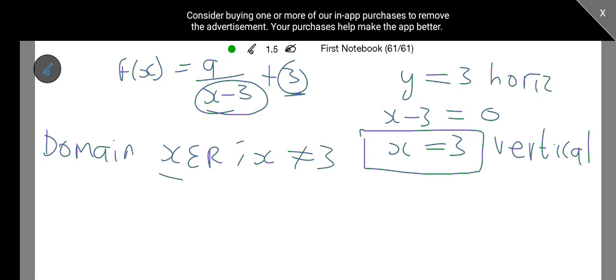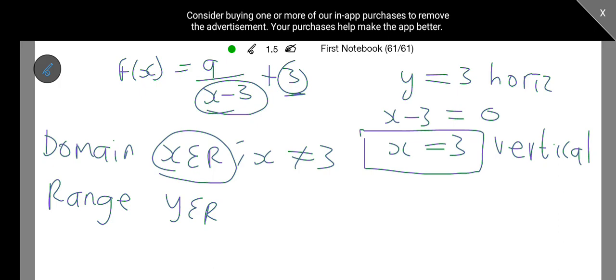So when we say x is an element of real numbers, we simply mean that the values of x are possible everywhere. All real numbers are possible. Okay? So what about the range? We're going to say that y is an element of real numbers. When we're talking about the range, we are focusing on the y values. But the values of y are not equal to 3 because they don't touch the asymptote. This means that y is not equal to 3 as well. See? I hope it is clear.